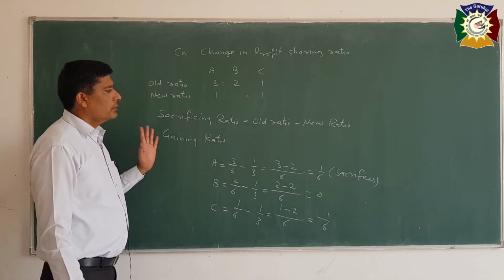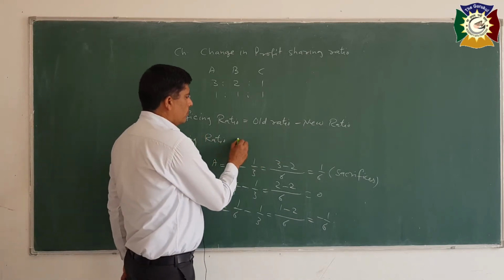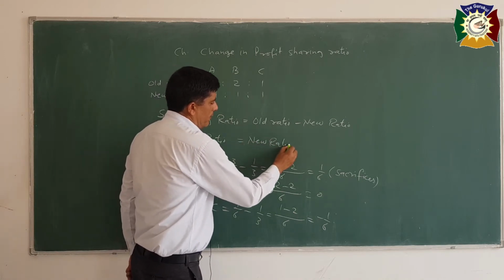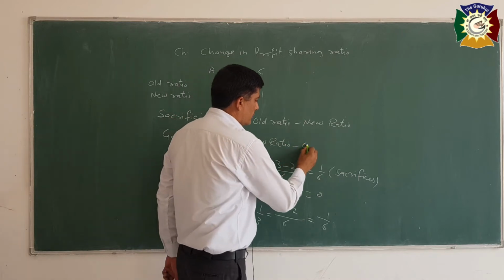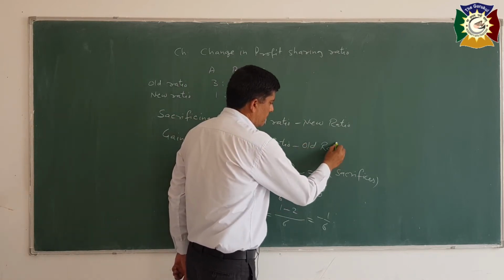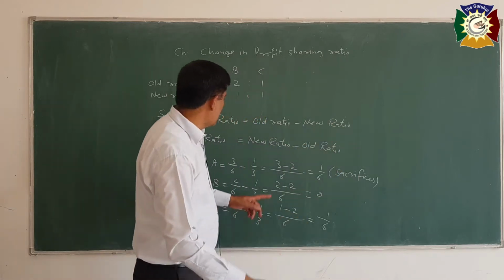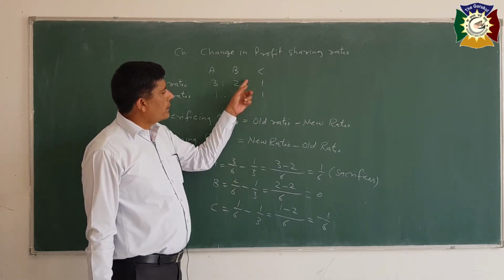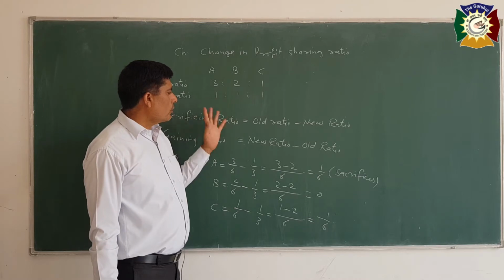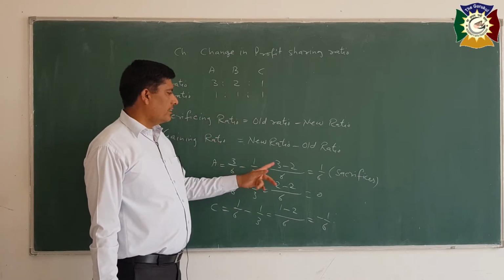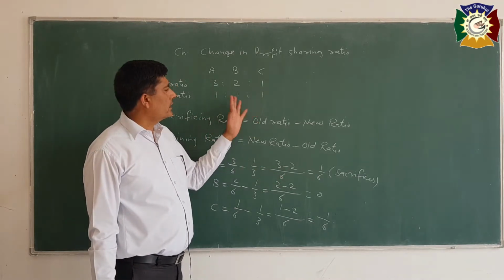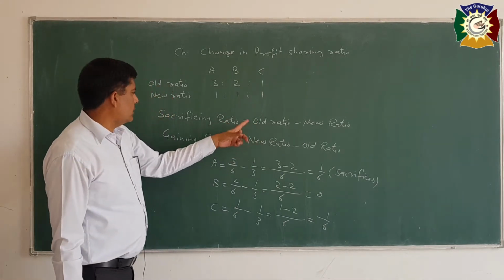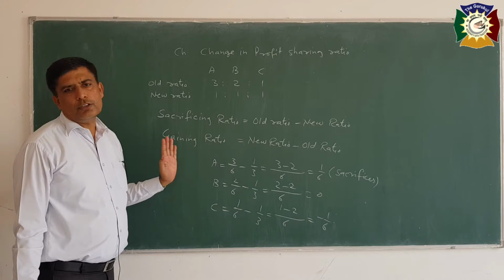And gaining ratio, we can calculate by applying this formula: new ratio minus old ratio. If you want to calculate gaining ratio, use this. This is new ratio minus old ratio. If your answer is positive, then the partner will gain. If your answer is negative, the partner will sacrifice.